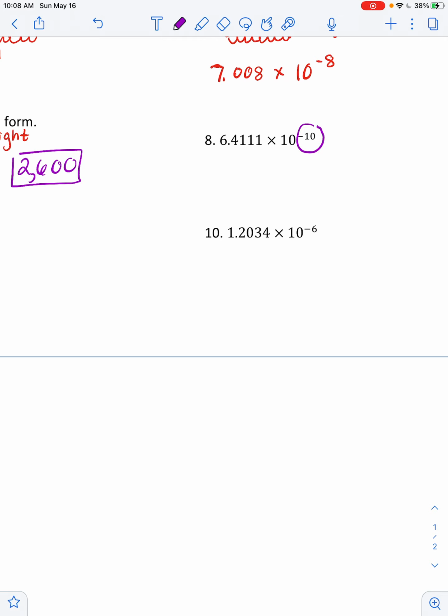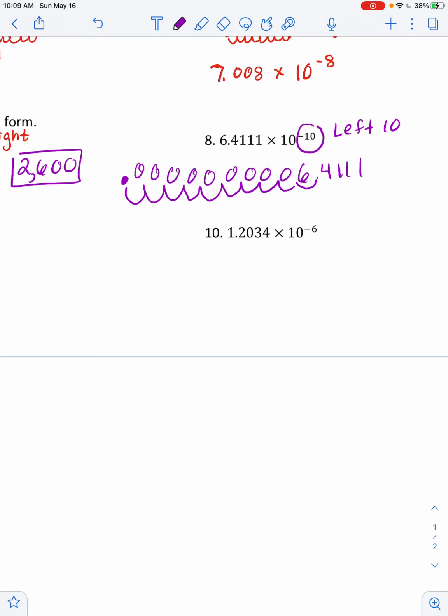Here, negative 10 means I'm going to be moving my decimal to the left 10. So I have 6.411, but I'm going to move over 1, 2, 3, 4, 5, 6, 7, 8, 9, 10, and move my decimal there. Then fill all these spots with zeros, and I have 9 zeros because the 6 was filling up that first of the 10 spots. So this scientific notation number is the same as this decimal in standard form.